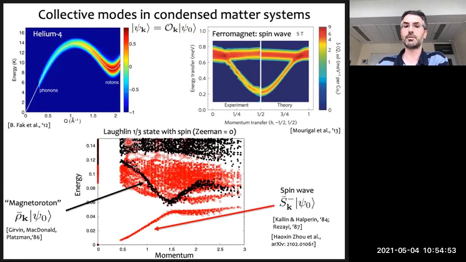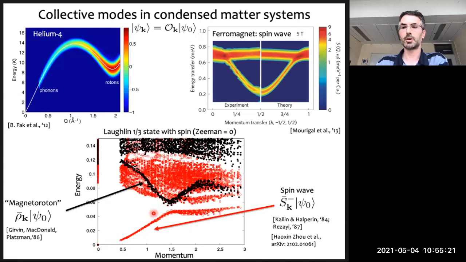For example, in the Laughlin 1/3 state, the spectrum of which is shown here, we have this magnetoroton collective mode, which is the density wave, right? And of course, this also includes spin here. So we also have the analog of the spin wave. So this is the quadratic spin wave dispersion that we also have. And here I assume 0 Zeeman splitting.